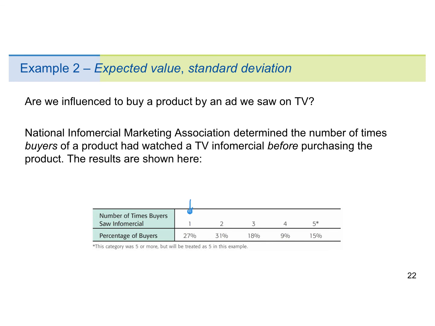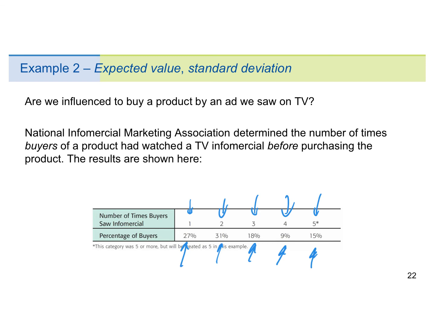You're watching TV and you see an infomercial for whatever product. 27% of the time people buy it by seeing it one time. Seeing it 2 times, it increases to 31%. 3 times, you're probably getting bored and you're like, I don't want to see this anymore. Notice it drops. 4 times, you're probably really upset, so it drops to 9%. And then notice this guy jumps up.